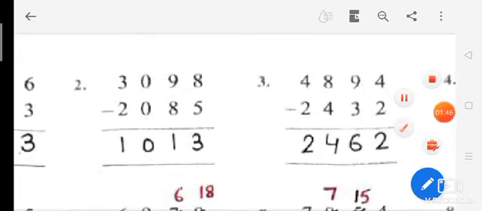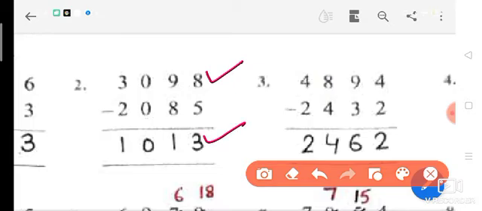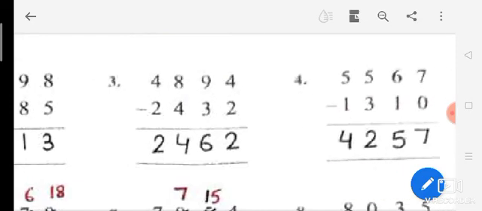3098 minus 2085. So again, up one number is bigger, down one is smaller. So simple way we can do direct subtraction. 8 minus 5 is 3. 9 minus 8 is 1. 0 minus 0 is 0. And 3 minus 2 is 1. Very simple questions. 1013. Okay. Come to next now.